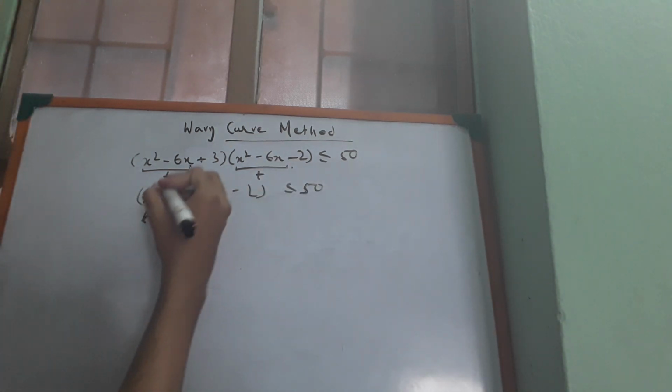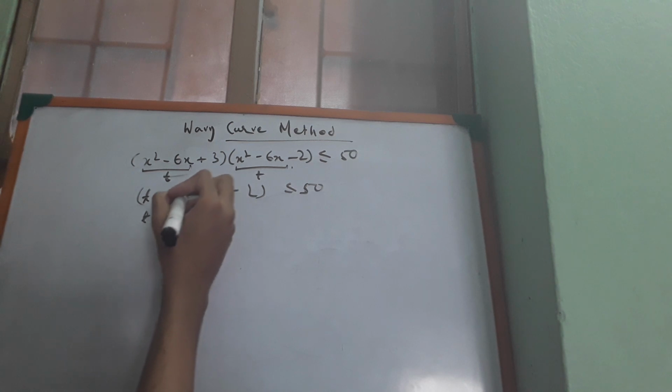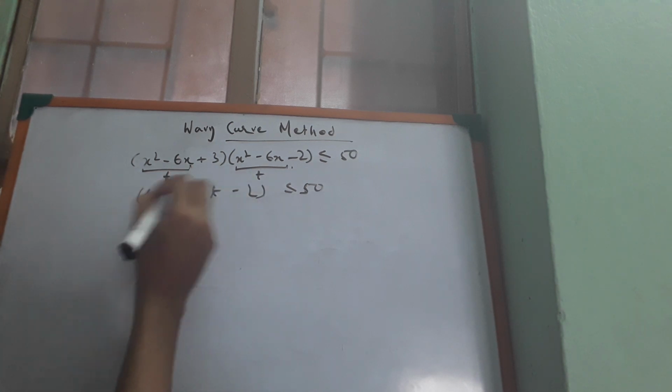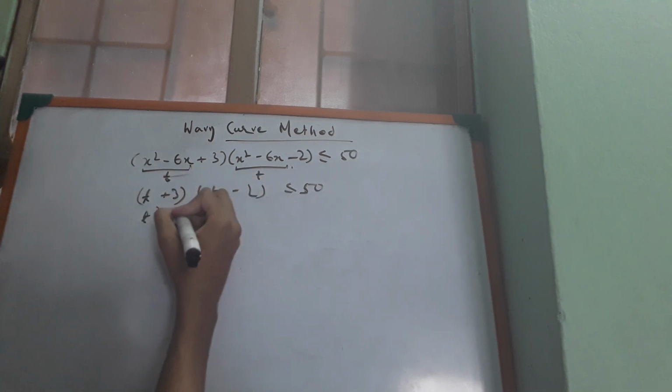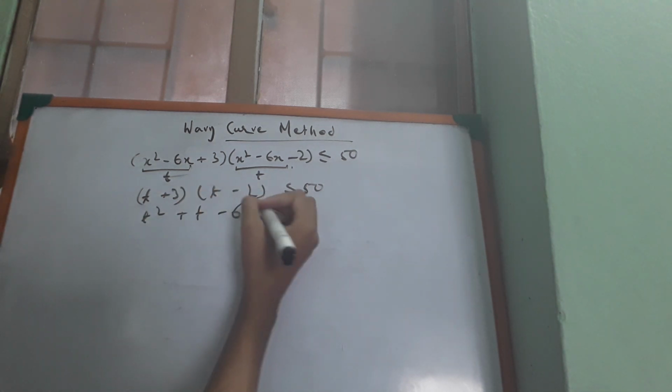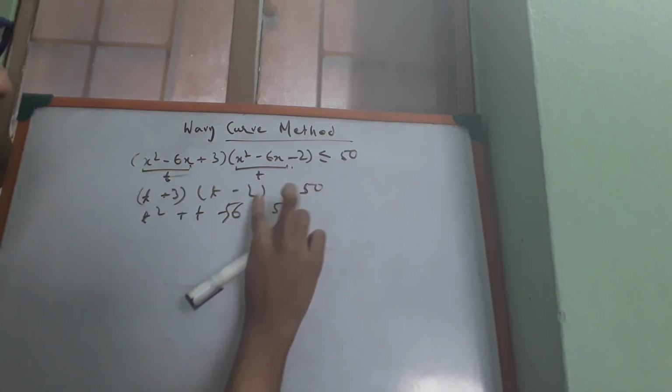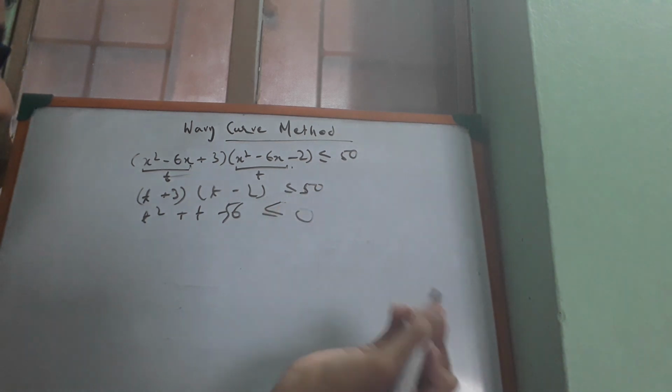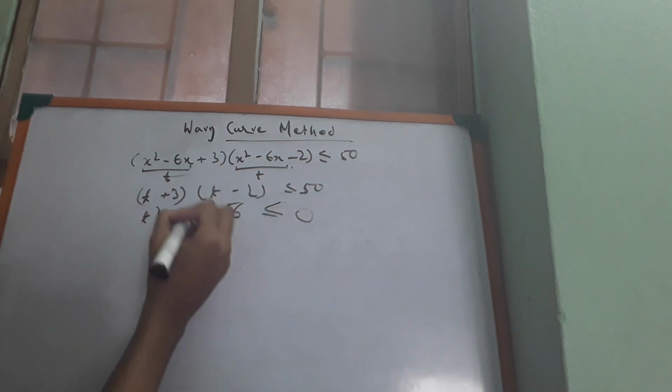So for that, t square plus 3t and minus, just a sec, t square minus 2t plus 3t. So that will basically be plus t minus 6 minus 50, that's minus 56 less than or equal to 0, right? So yeah, RHS is 0 in this case. Now can this be factorized?